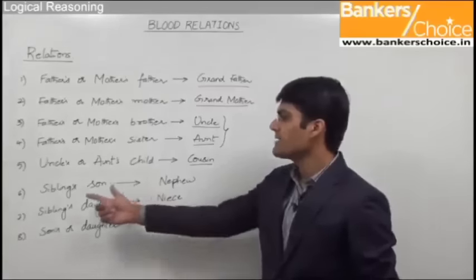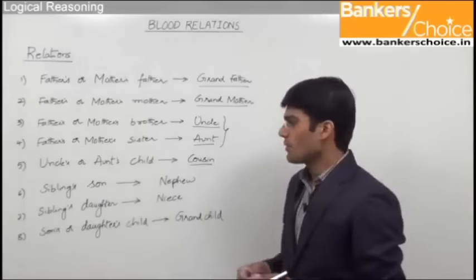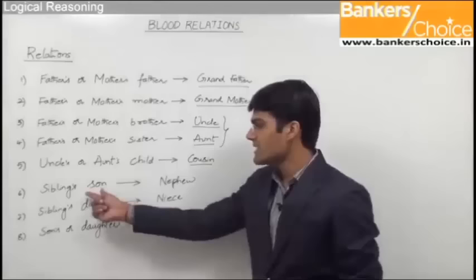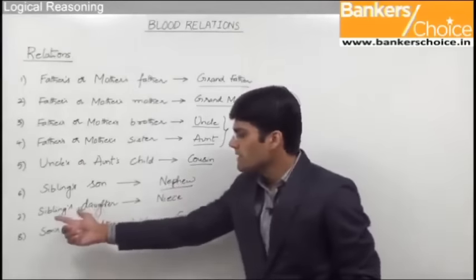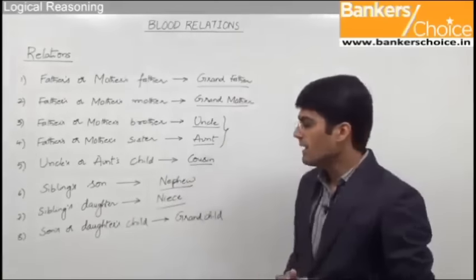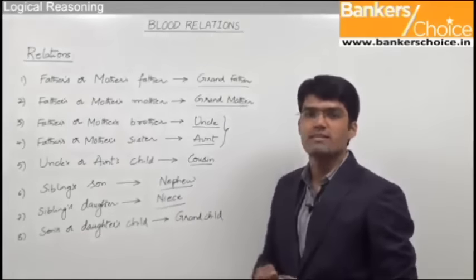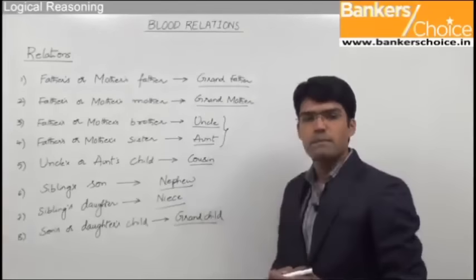Next one is sibling's son. Sibling is nothing but children of same parent. So sibling can be your brother or sister. So your brother or sister's son is referred to as nephew, and similarly brother's or sister's daughter is called niece. And the last one here is son's or daughter's child. So one's son's or daughter's child is called grandchild.